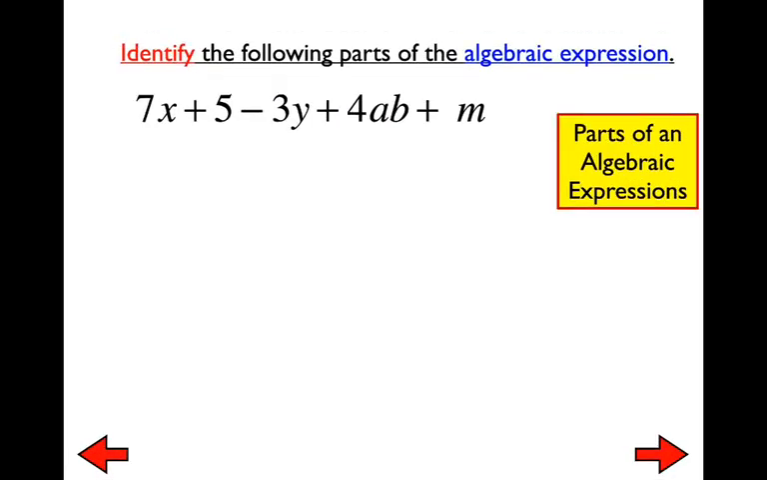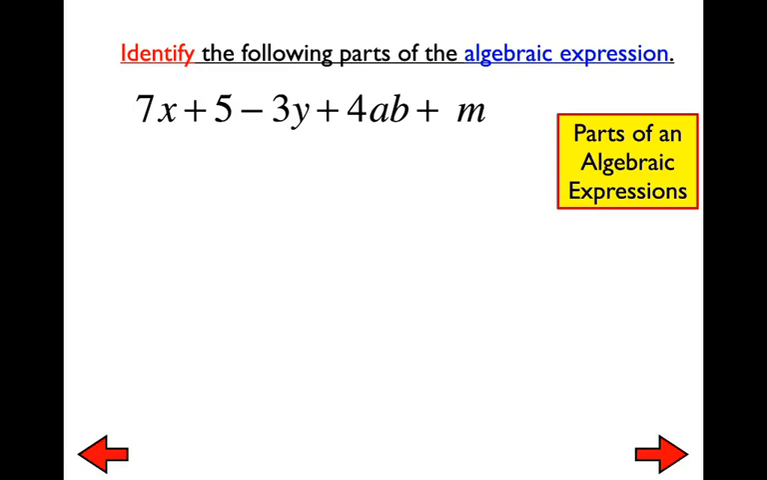So let's go to this problem. 7x plus 5 minus 3y plus 4ab plus m. And I would like you in your notes to go ahead and answer the questions that are there. As usual, pause the video and then play it when you think you have all the correct answers.